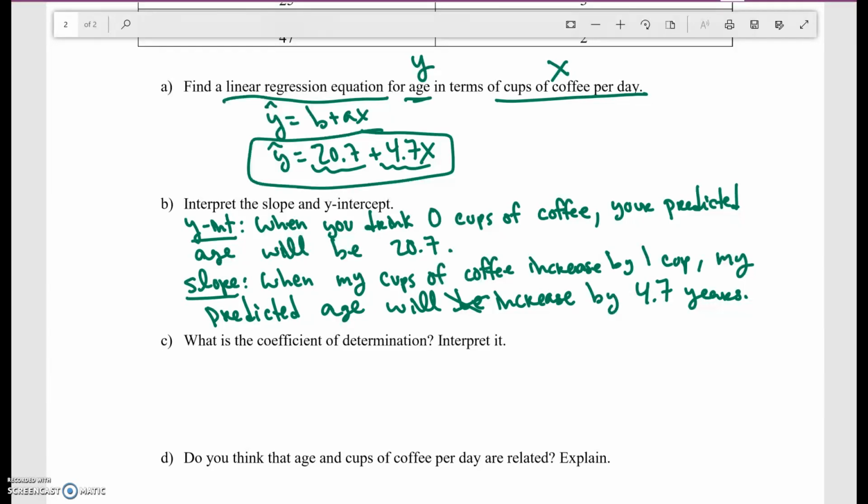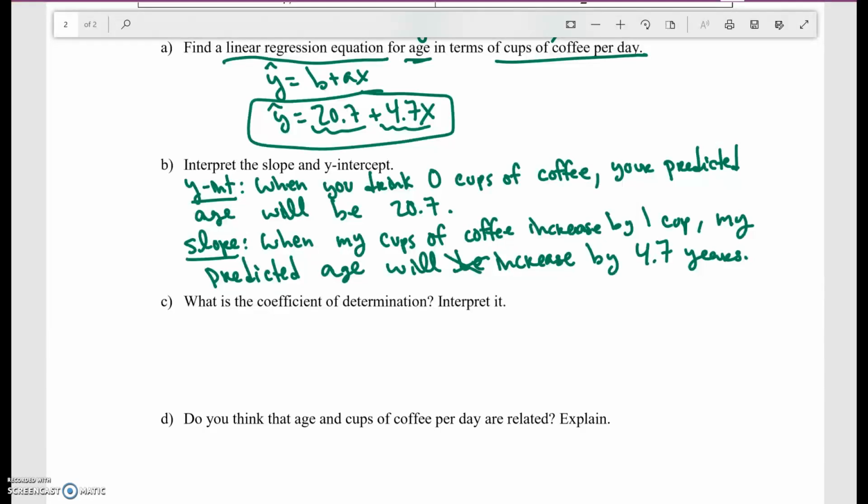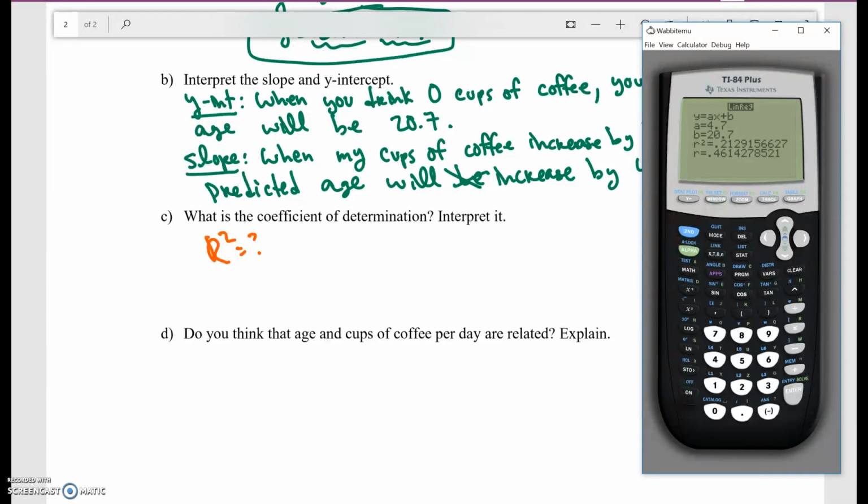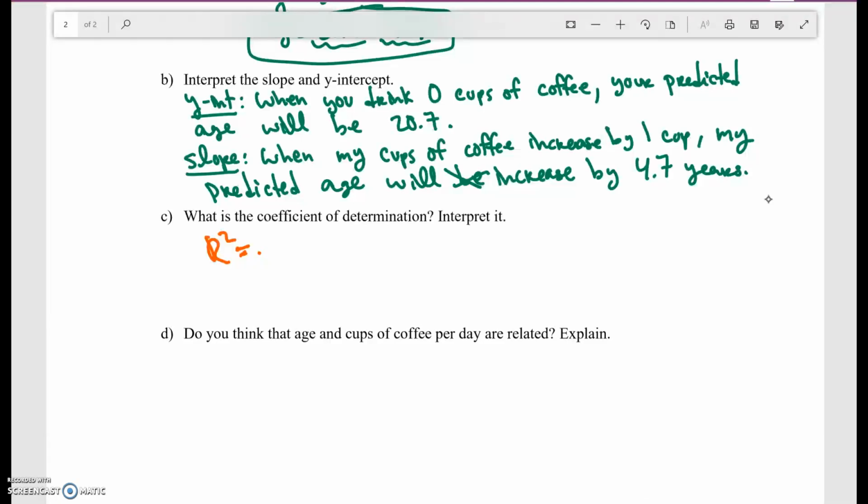Now what is the coefficient of determination, and interpret it. Let's go back to the calculator. The coefficient of determination is just our R squared value. So we're looking for R squared. R squared is equal to 0.2129, which is basically 21.3%. So what does this mean?